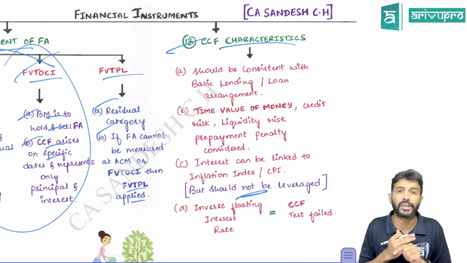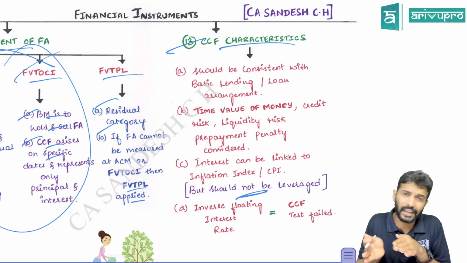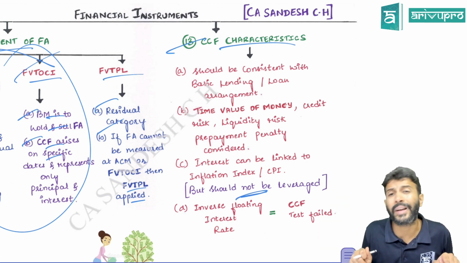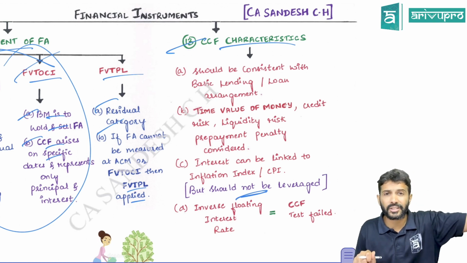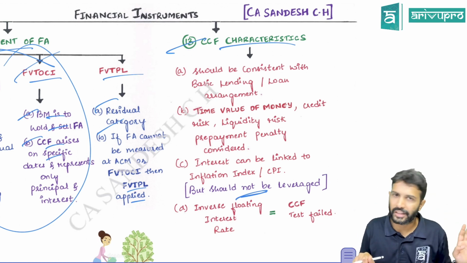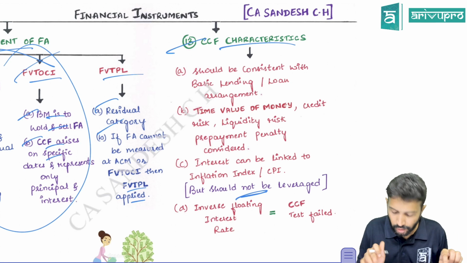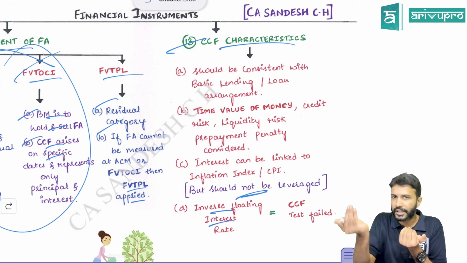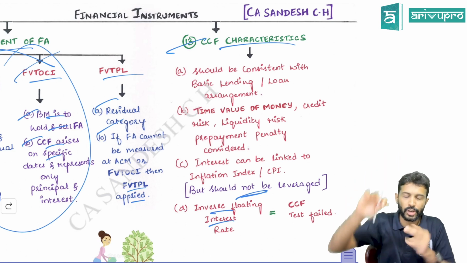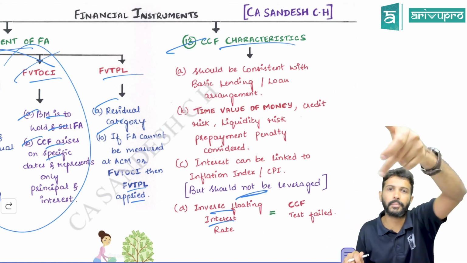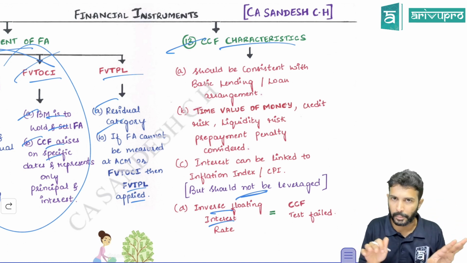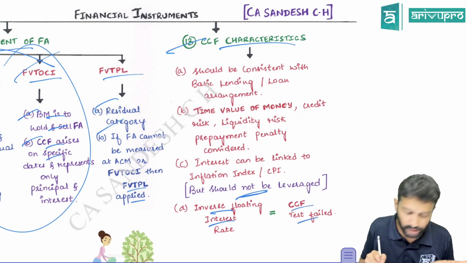1.5 times the inflation rate, like that, you cannot do. If you want to link it with the inflation rate, consumer price index and all, it is fine. But if you're linking with an equity index, if you're linking with EPS, profit after tax, that is not allowed. In that case, the CCF test will fail. And if you're linking with inflation, that is okay. But if you're doing inverse linkage, meaning if inflation increases by 1%, the interest rate will be decreased by 1%, that sort of inverse linking is not permissible. If you're doing inverse linking, the CCF test will fail.